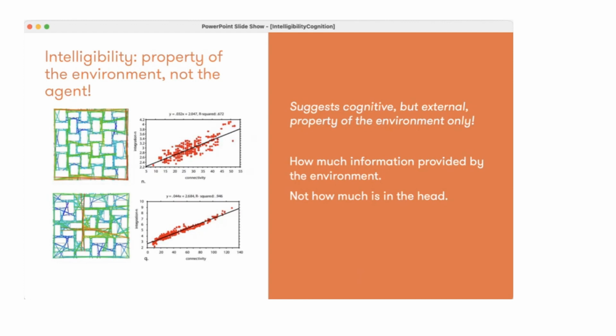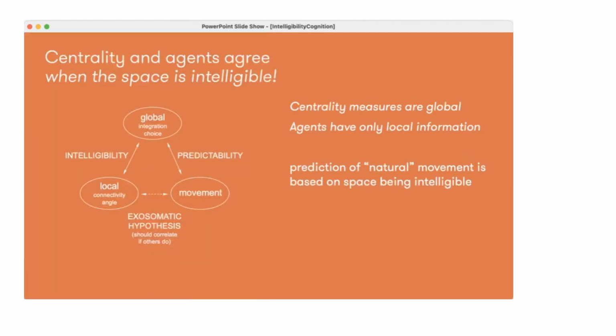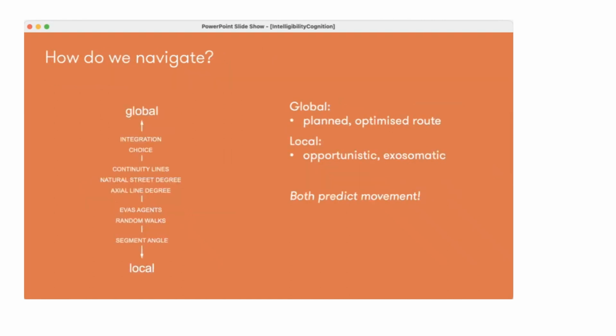We're looking at how much of a correlation there is between the local and the global. But the fact that the two modes of analysis that I showed you before, one based on centrality and one based on agent analysis that have no idea what the graph is, happen to agree, they agree because the space is intelligible. It's that intelligibility, the correlation between the two, that allows both measures, in all of the analysis we've done, to predict movement. So cities are intelligible.